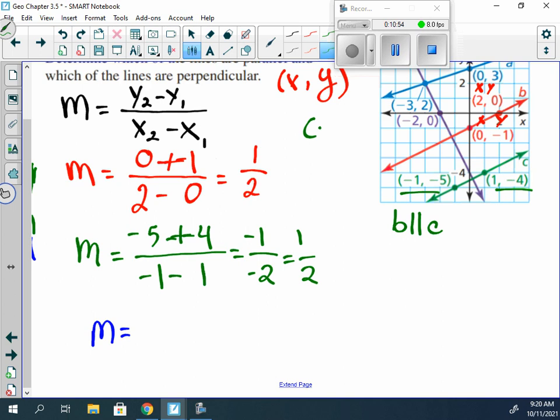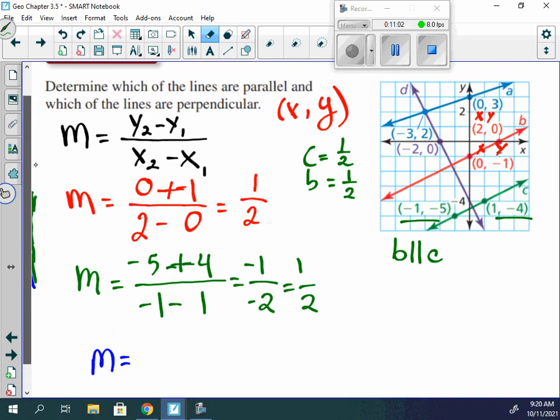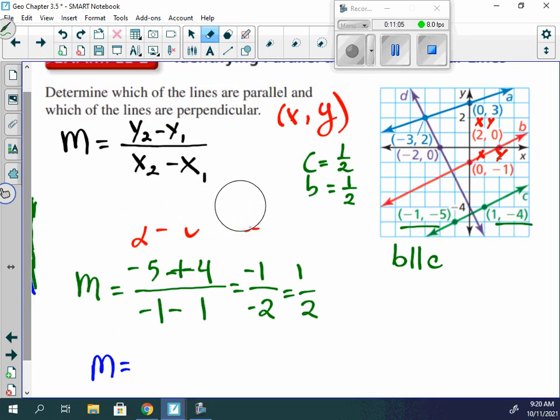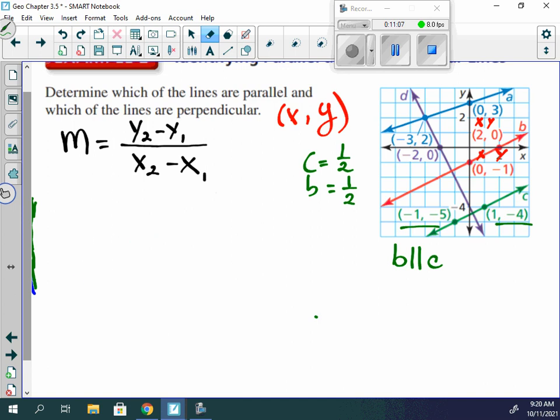So I'm going to write up here C is equal to 1/2. B is equal to 1/2. I'm going to write those slopes there, because I'm going to erase this here so we can actually still see the picture and the equations at the same time. Now, let's find the slope of line, because the only ones we're missing are A and D.